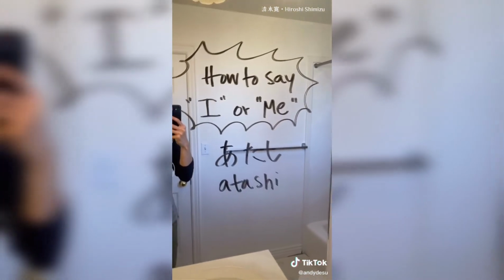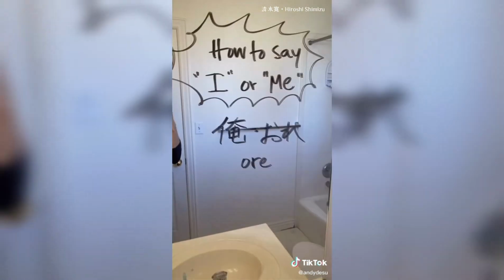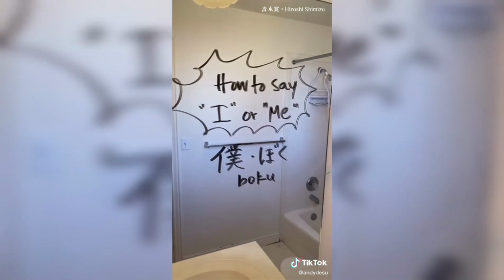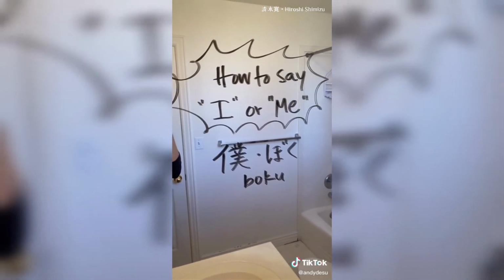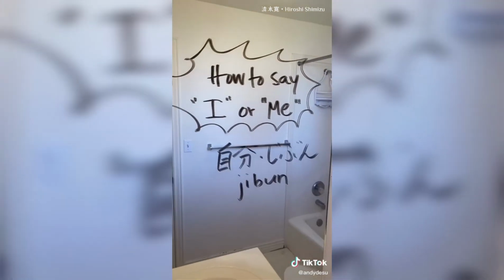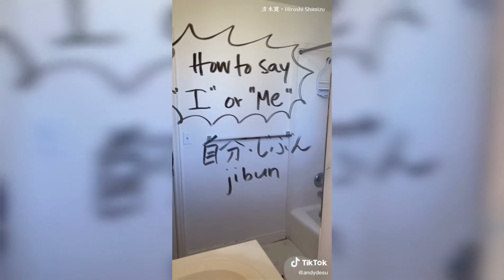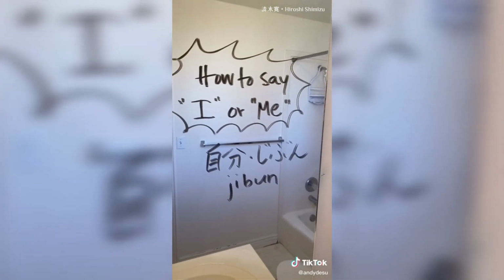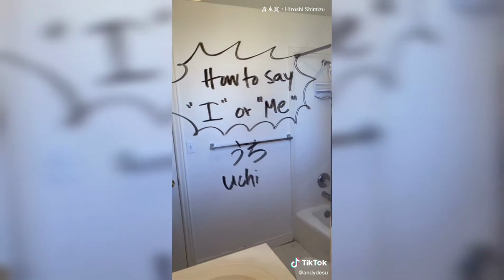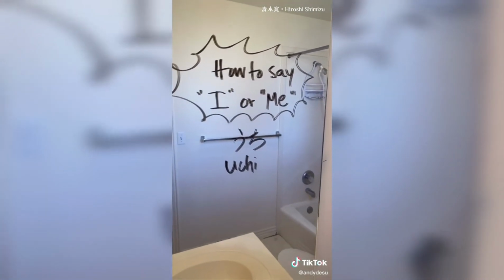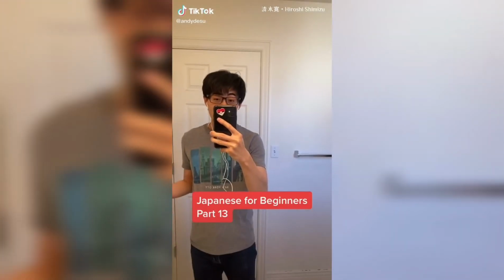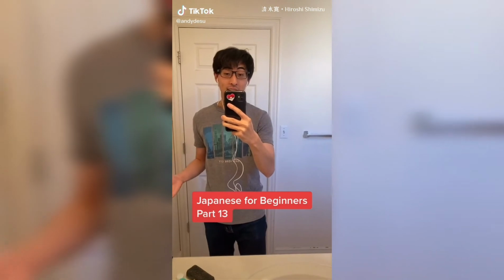Atashi is a more feminine way of saying I or me. Ore is the most masculine way you can refer to yourself. Boku is also a masculine way to say I, but it's generally used by people who are more soft-spoken or intellectual. Jibun is a little less common, but it literally just means I or myself, and it's gender neutral as well. Lastly, we have uchi, which is generally used by girls from the countryside or in certain dialects like the Kansai dialect.